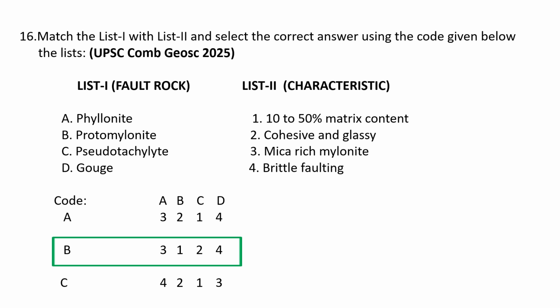So this gouge, it includes the brittle faulting. So gouge is considered as a brittle fault feature, meaning it is formed through brittle deformation processes, typically occurring near the Earth's surface, where rock fractures easily under stress, creating a fine-grained clay-like material along a fault zone. So that's why B is the correct option, like A3, B1, C2 and D4.